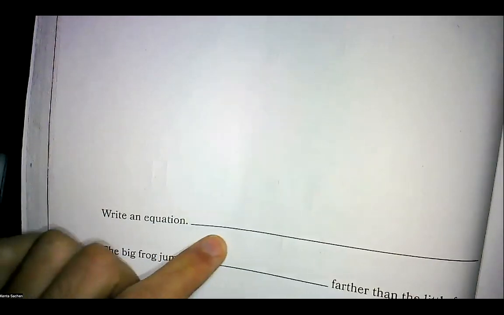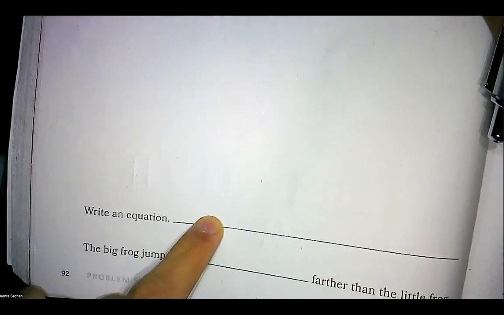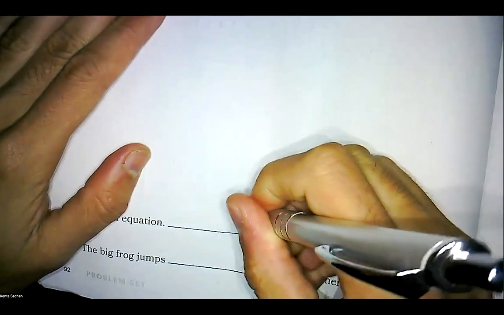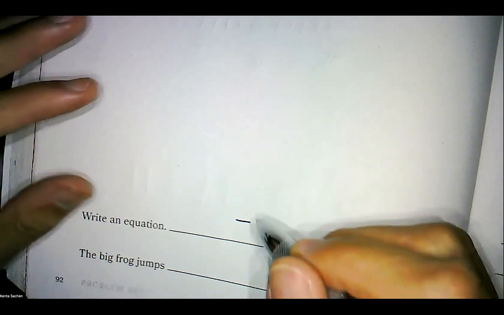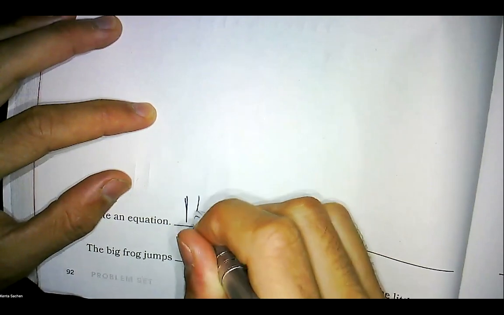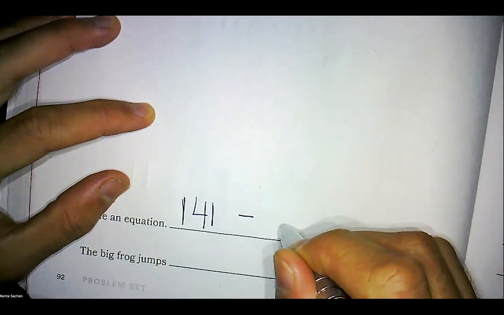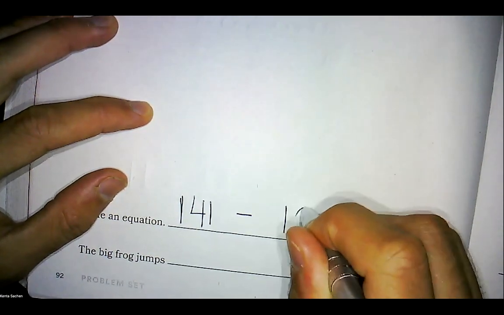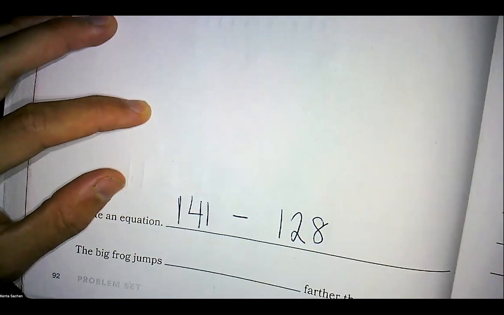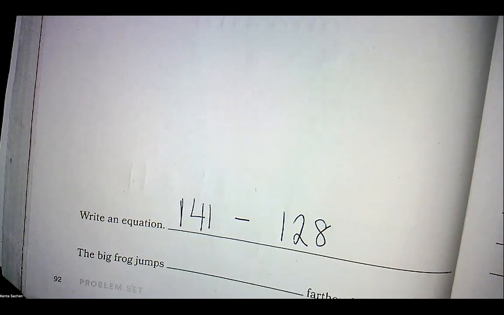Well, we can start by writing our equation. See if you can remember how to set up this equation using the minus sign. Remember, we put the bigger number first. Okay, you should be writing. Go ahead. Good, good. It's 141 minus 128. That's how we want to solve this problem.